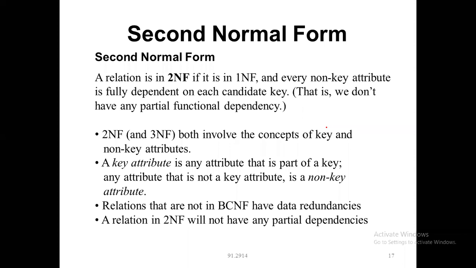Then in the second normal form, I have to identify non-key attributes that are fully dependent on each candidate key. That means it should not be a partial dependence. That's why I was explaining fully dependent and partial dependence. It should be completely dependent on that particular key. Then only I can go to the second normal form.